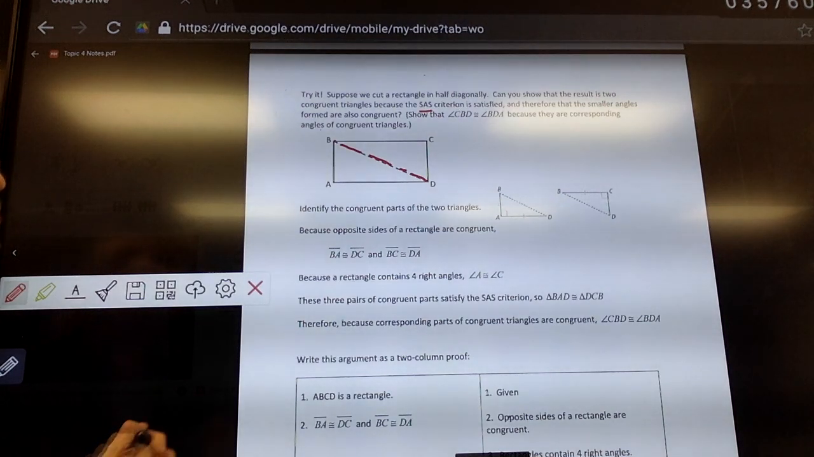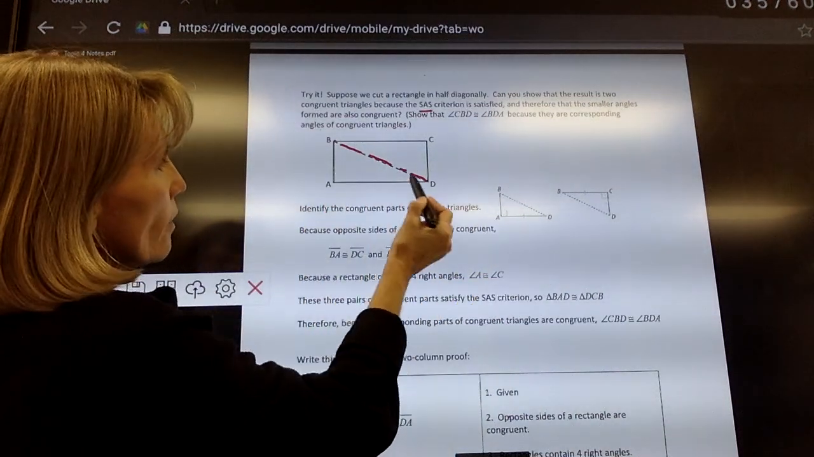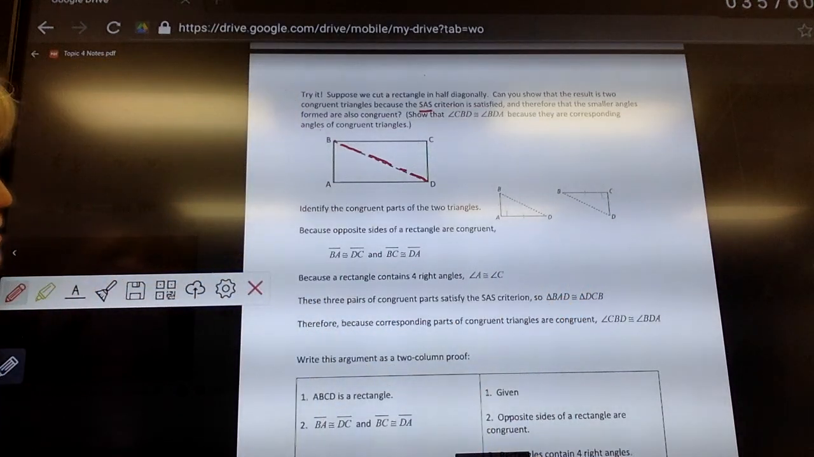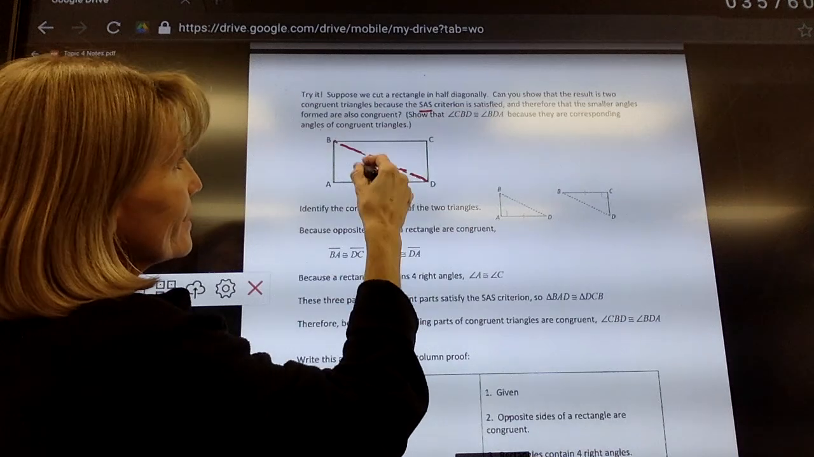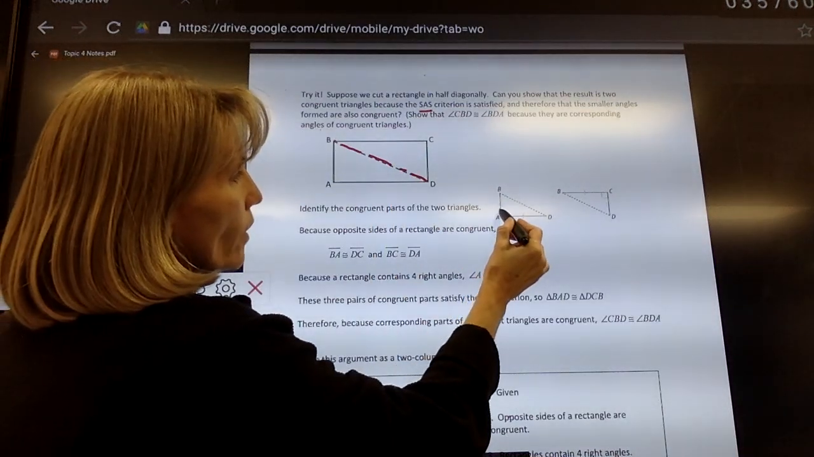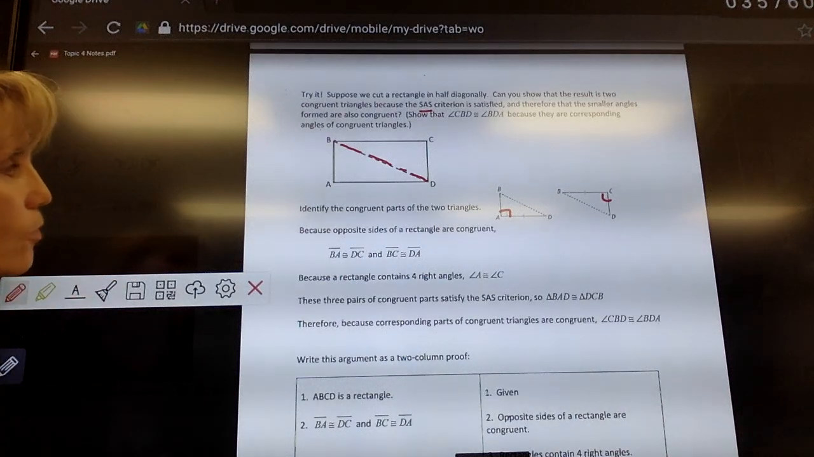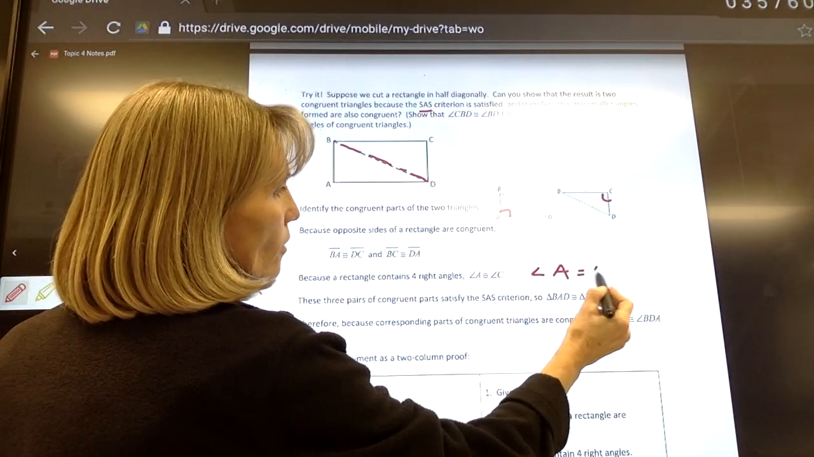Okay, so when we pull apart these triangles, here's triangle BAD, that's down here, and up here is triangle BCD. It says identify the congruent parts of the triangles. Well, since this is a rectangle, we know that we have a right angle in the corners. So we know that angle A is congruent to angle C.